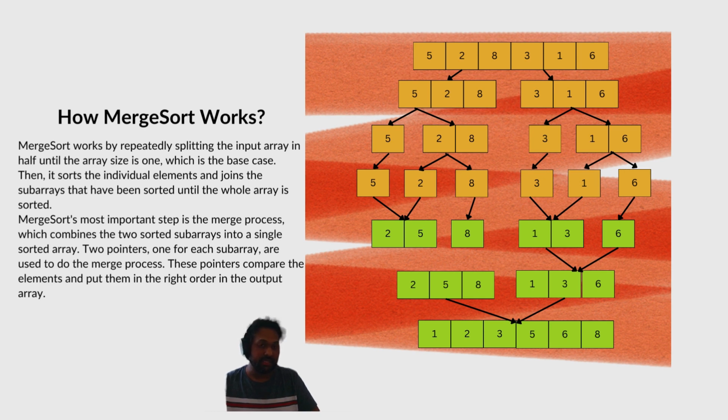So the first step is the input array. We are splitting until the base cases. Base cases mean nothing but each single array, each single element. Then we are merging with a sorted one until we get the final output sorted list.